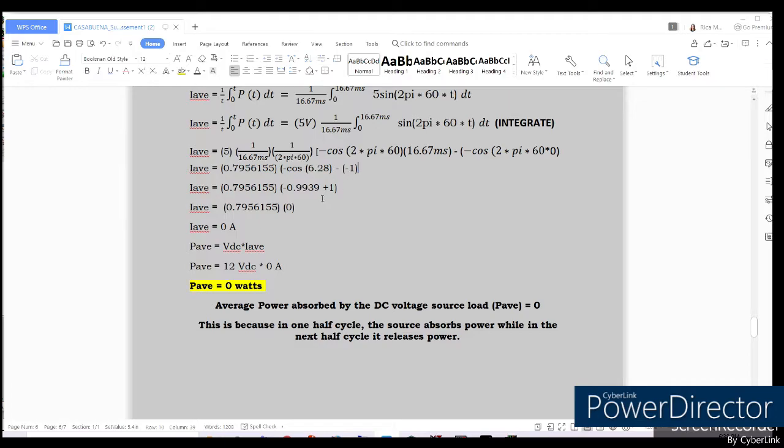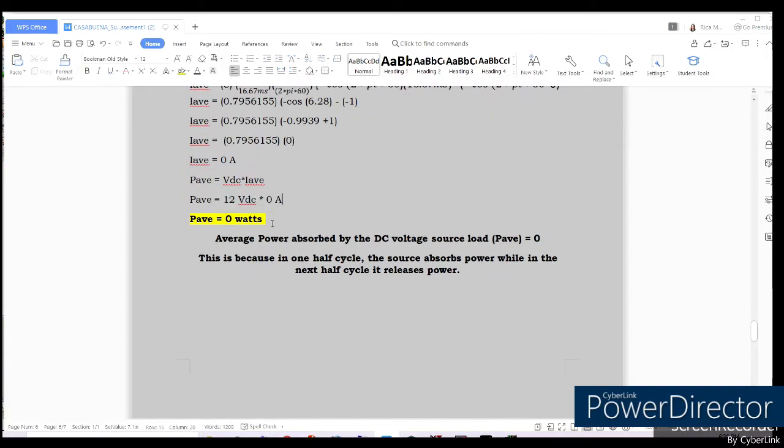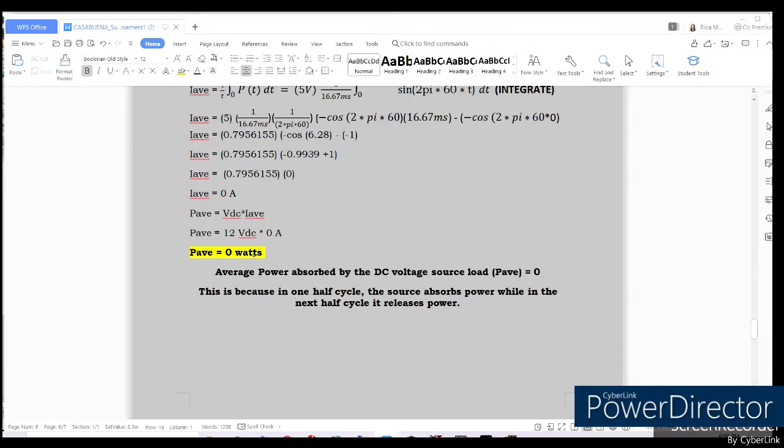Then negative minus negative is equal to positive 1. And then this value here will cancel out and be equated to 0. Numbers multiplied by 0 will yield 0 amperes. Then calculating for the average power, we use the voltage across the DC voltage source multiplied by our solved average current value, which is 0. Any number multiplied by 0 yields a 0 result. So our average power for the third condition is 0 watts.